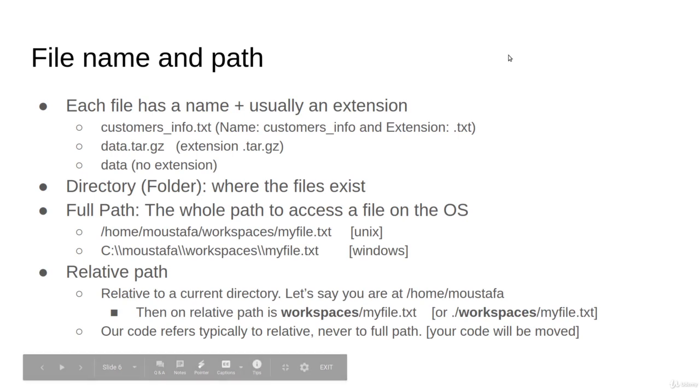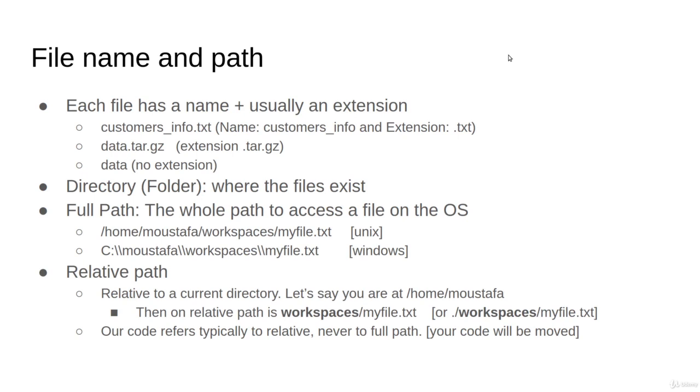Another concern is about the file name and file path. Every file should have a name, and the name is usually followed by some extension. If you have something like customer info.txt, then customer info is the file name and .txt is the extension, or you can consider all of it a file name. Something like data.tar.gz, also .tar.gz is the whole extension. If the file name is just data, then this file doesn't have an extension.